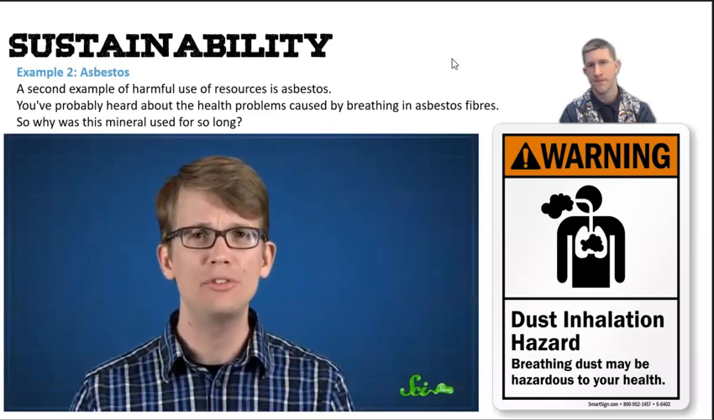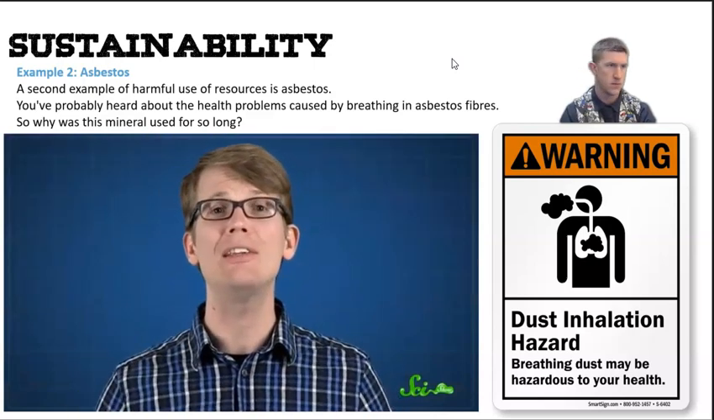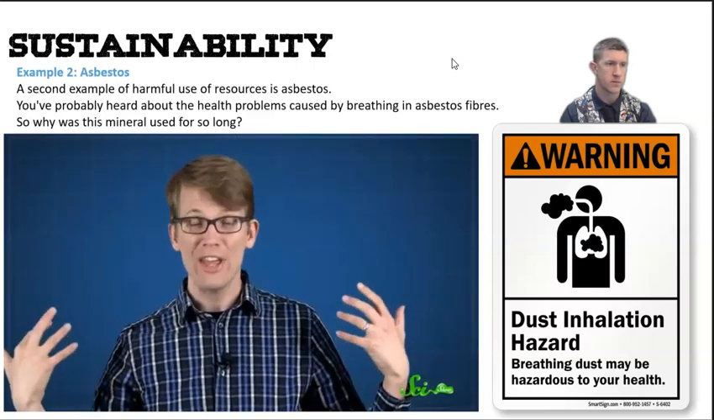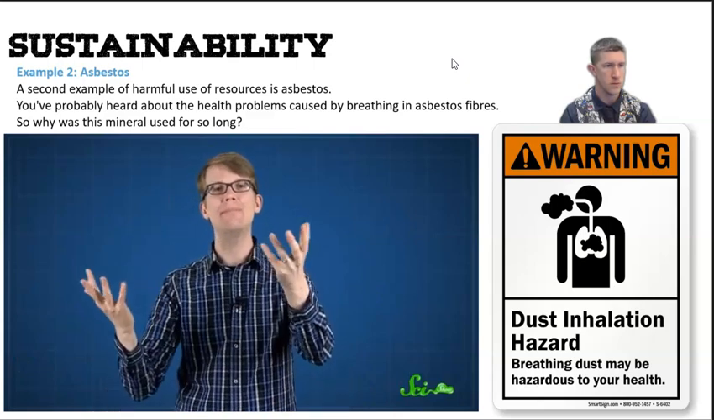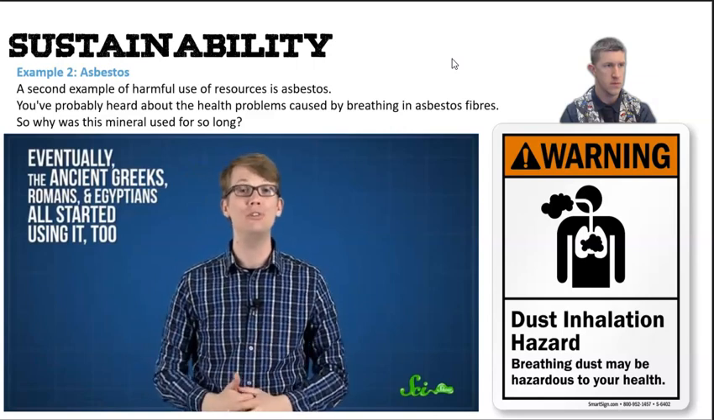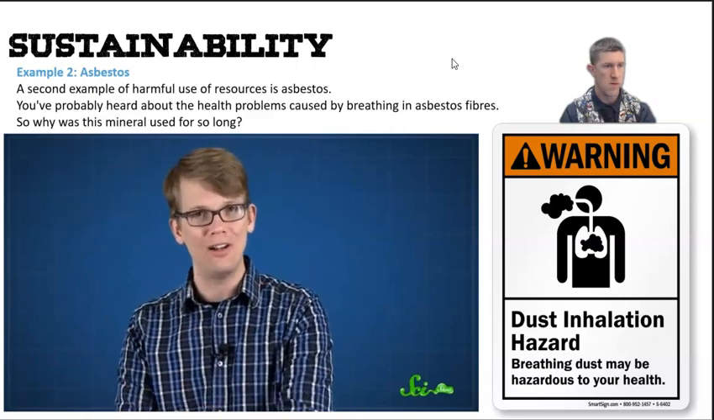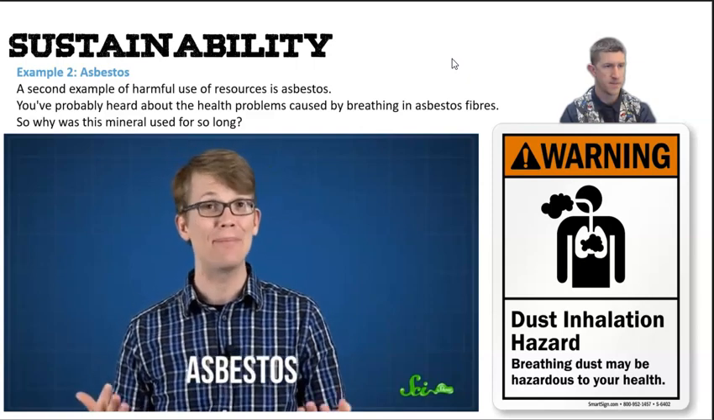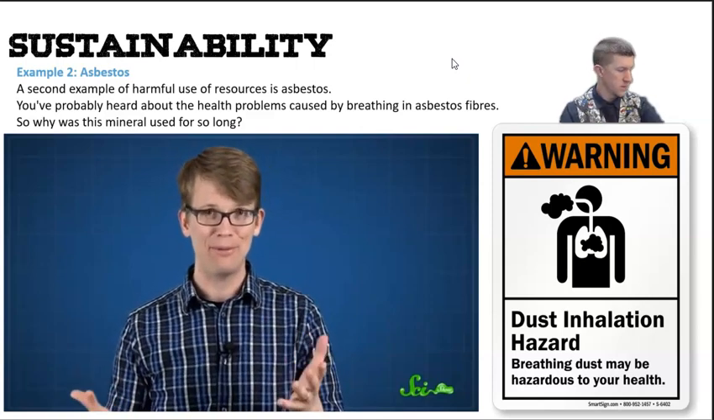This peculiar stone was so strong and yet flexible that they could use it to make their pots thinner and bigger than ever. Plus, it was surprisingly resistant to heat, so the pots could hold things like hot metal. It seemed like something of a miracle stone, and eventually the ancient Greeks and Romans and Egyptians all started using it too. That rock was what we now call asbestos, and eventually we found out that it was too good to be true and stopped using it so much, but that took a pretty long time.